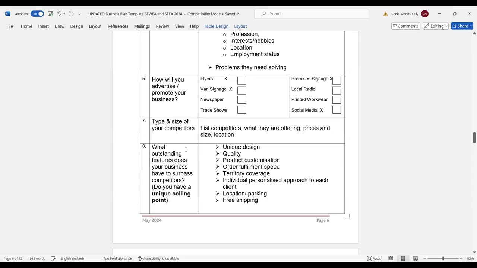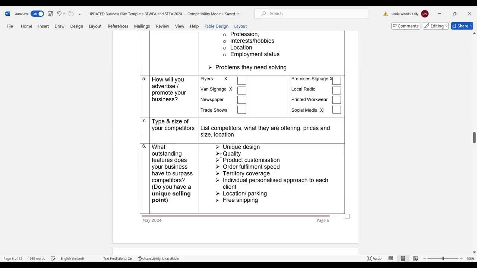Question 6 then asks, what outstanding features does your business have to surpass your competitors? So in other words, what unique selling points does your business have? How are you going to compete? What differentiates you from your competitors?